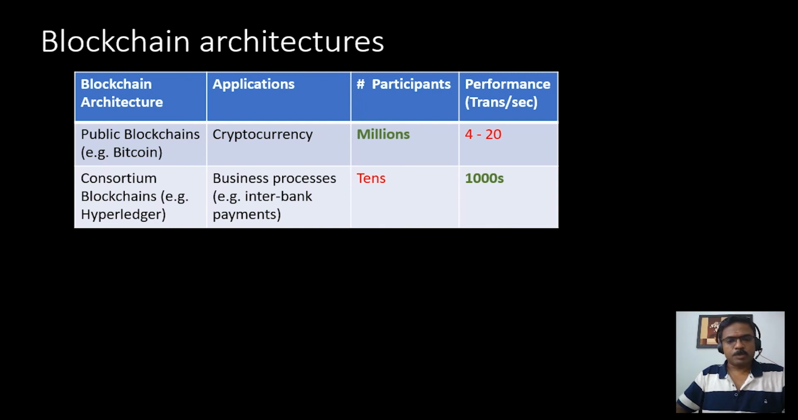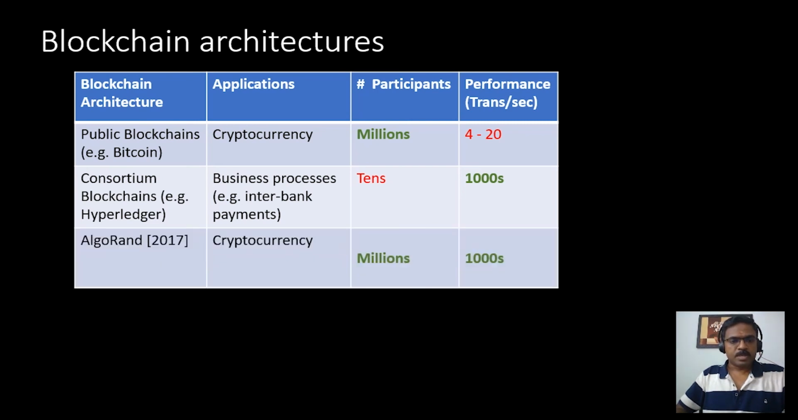Consortium blockchains are at the other extreme. They are aimed at business processes. So obviously they're designed to handle thousands of transactions per second, but they typically handle only a very small number of participants, 10 to 20 participants, because they run standard BFT consensus. Algorand, published in 2017, was the first one that bridged these two architectures by providing simultaneously high transaction throughput and supporting large scale of participation.